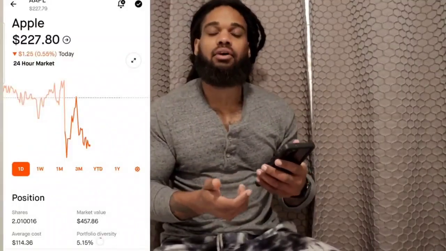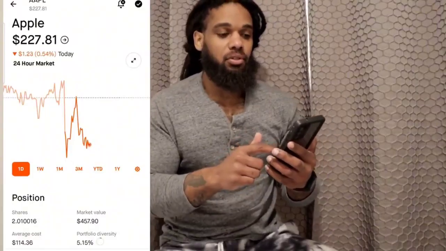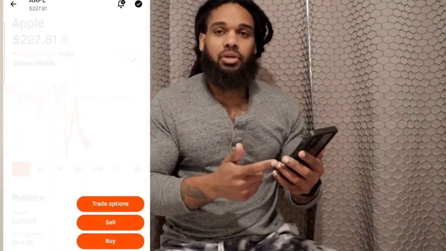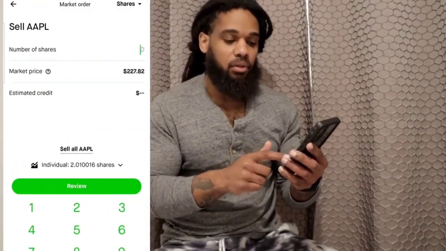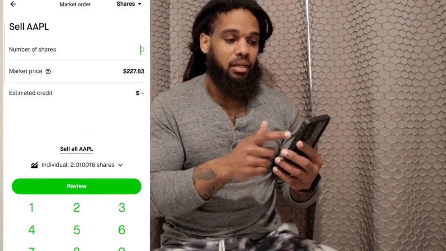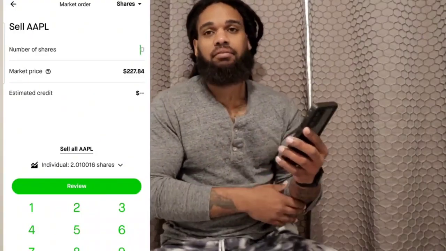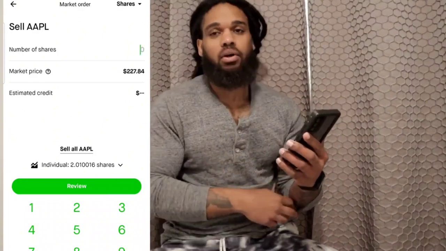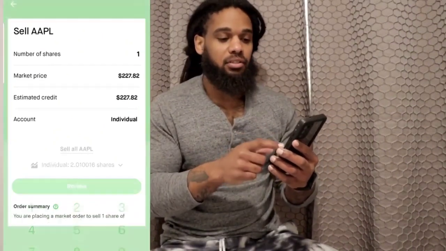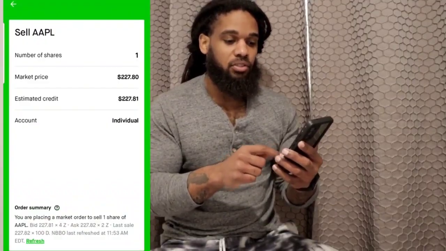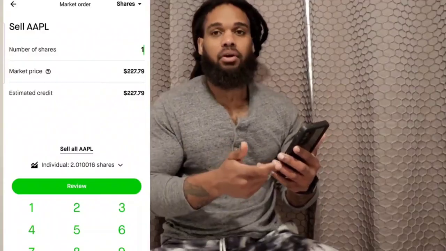And now I'm going to show you how to sell it. So if you have the stock that you're going to trade, you could press the trade button. In this example, we have Apple, and then you press sell, and then you put the number of shares that you want to sell. So if you have 5 shares, you could sell your 5 shares. If you have 1 share, you could sell your 1 share, and so on. You can hit the review button, swipe up, and it automatically would sell your shares for that market price.